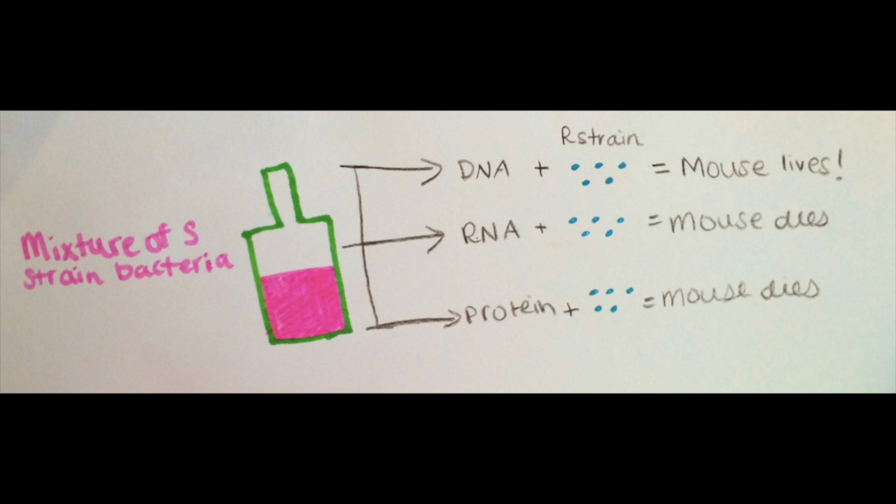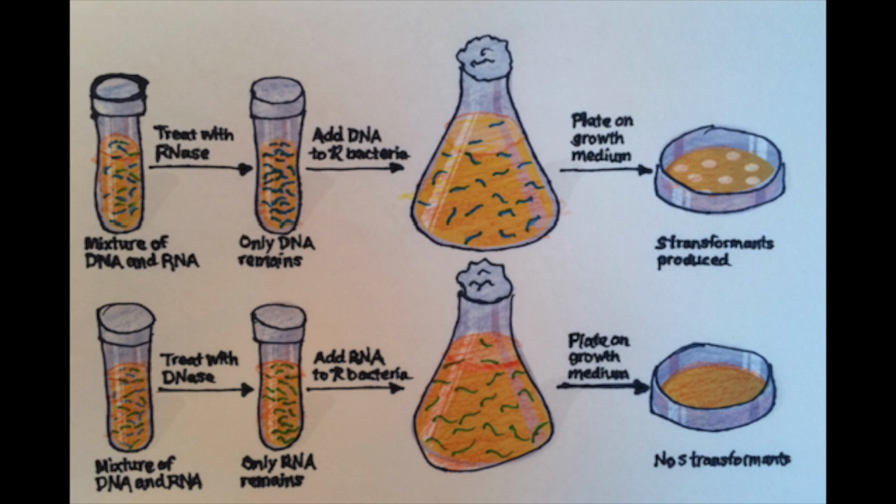They used enzymes to break down each of these to see which could still transform the bacteria. They tested both RNA and proteins and found that they could transform. But after adding a deoxyribonuclease, which breaks down DNA, they found that it was the only one that could not transform. Avery, McCarty, and McLeod were the first to discover that DNA was in fact the transforming factor.